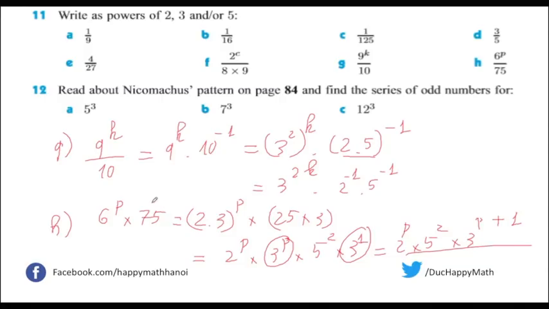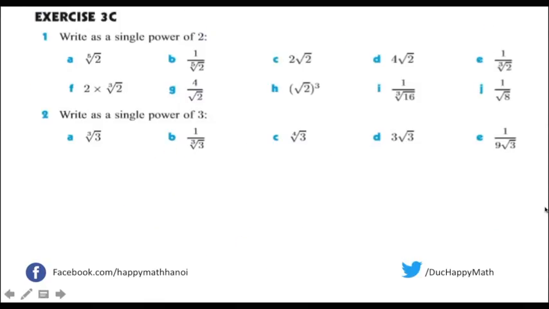Oh, sorry, this is not 27. This is 27 to the negative 1. So you have the negative 1 outside, and this is negative 2, this is negative 1. Here is negative 2 and this is a negative 1. P negative 1. Okay.